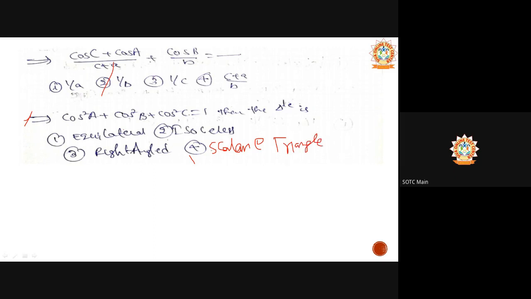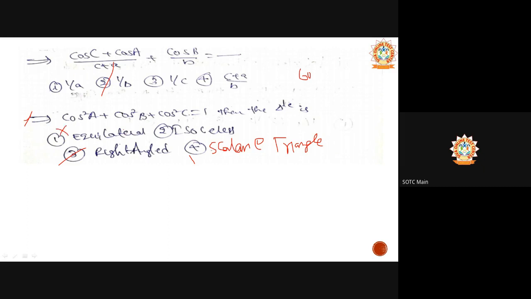Try to solve this question. Right angle triangle, sir. Very good. Right angle triangle. So if you consider equilateral triangle, in that all angles are 60, 60, 60. If you substitute A, B, C as 60, 60, 60, it will come 1 by 2 whole square plus 1 by 2 whole square plus 1 by 2 whole square. That is, total will come 3 by 4. It is not equal to 1. So that's why it is not equilateral triangle.